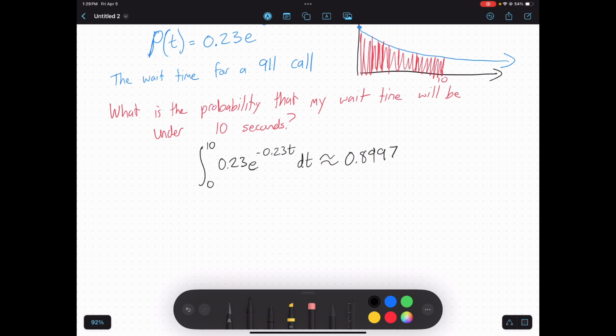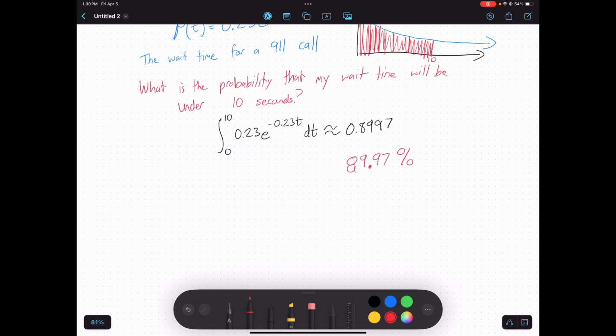Notice, what does this answer look like? It's a number less than 1. That's because this answer is a probability. It's a percent chance. So what is this telling me? This is telling me there's an 89.97% chance that my wait time will be 10 seconds or less. So almost 90% chance that you're going to wait 10 seconds or less.